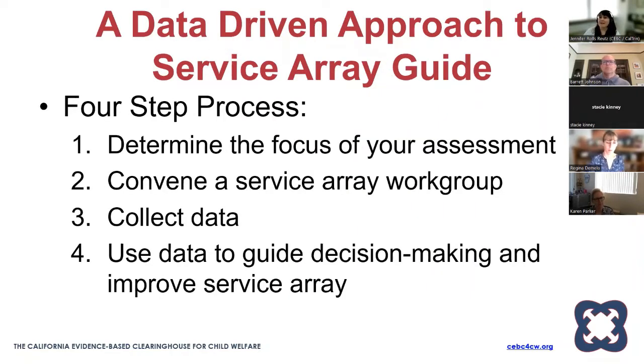Using that guide, the way that the Capacity Building Center for States breaks out a service array is in 4 steps. The first is determining the focus of your assessment, and that is really the needs assessment. So we'll talk about that a little bit more in a second. And then you've got convening some sort of work group who's going to focus on the service array process. Third step is collecting data. Doesn't have to be new data. Hopefully there's existing data. We'll talk about what are some data sources you can use. And then lastly, it's using that data to make decisions, to drive the comprehensive prevention planning process and improve your service array.